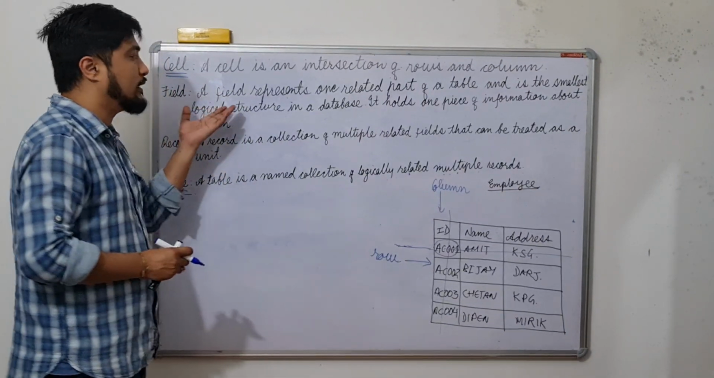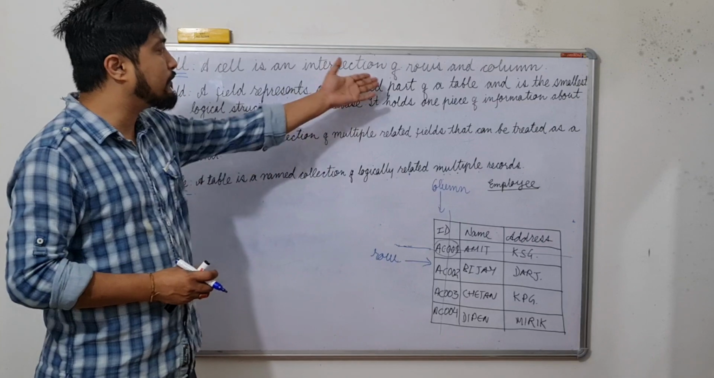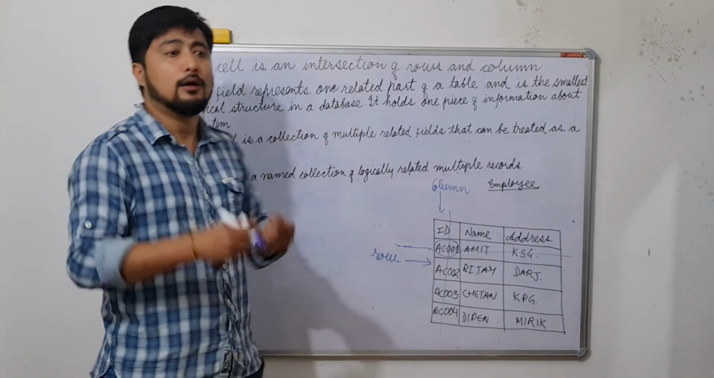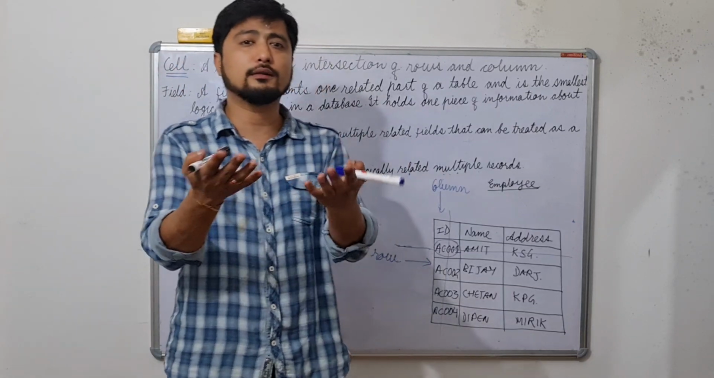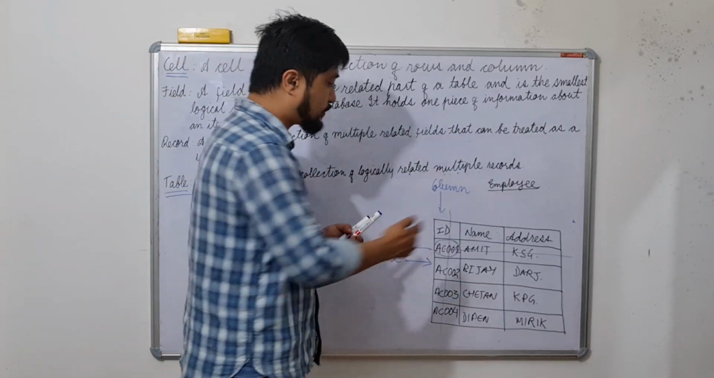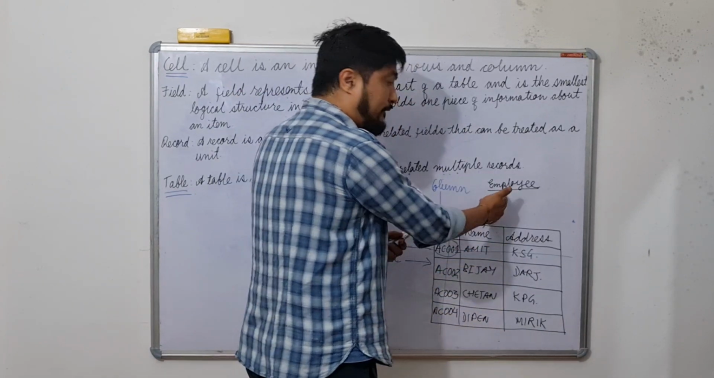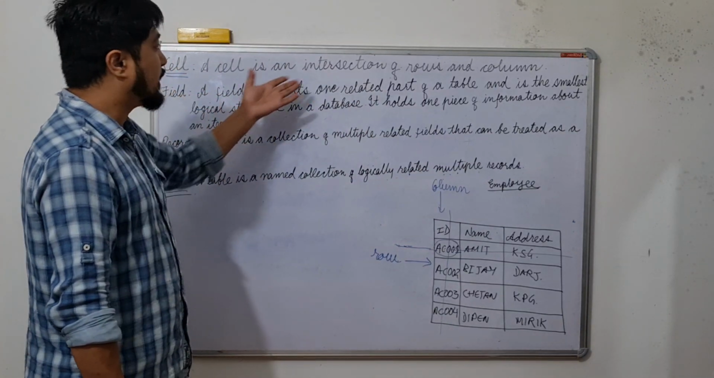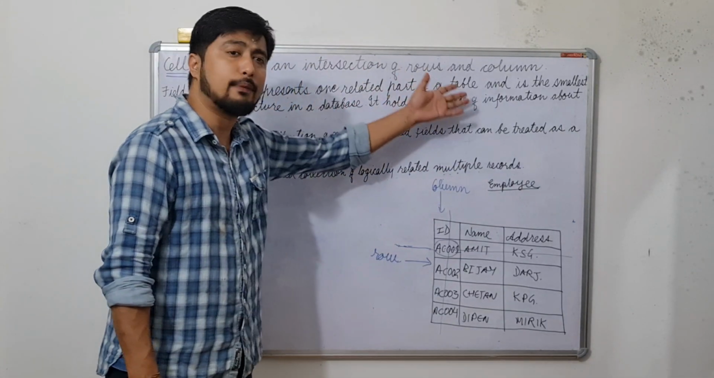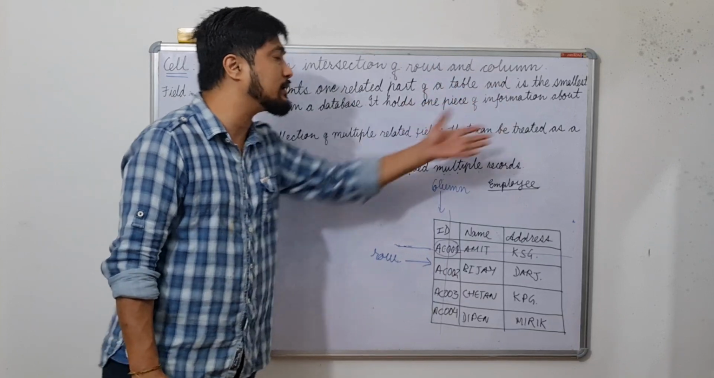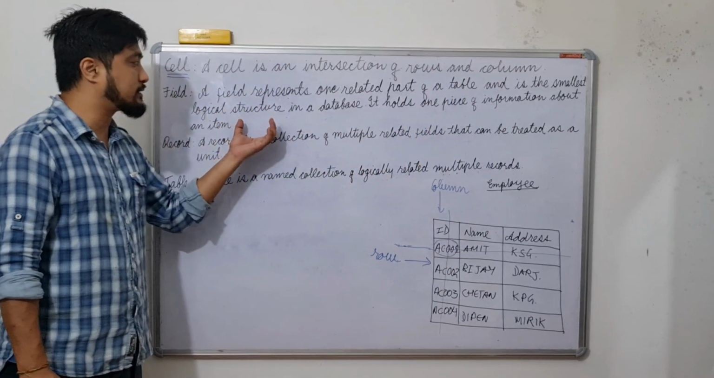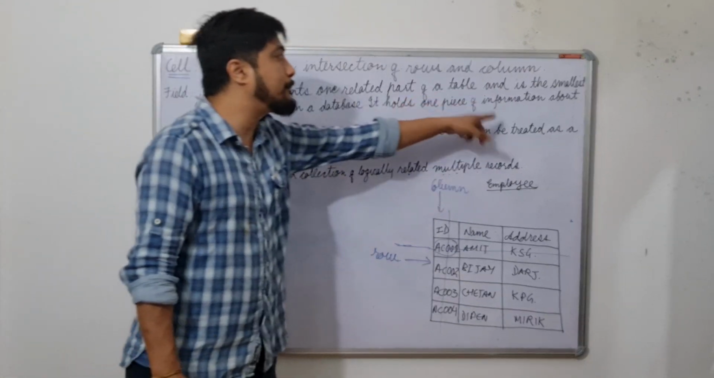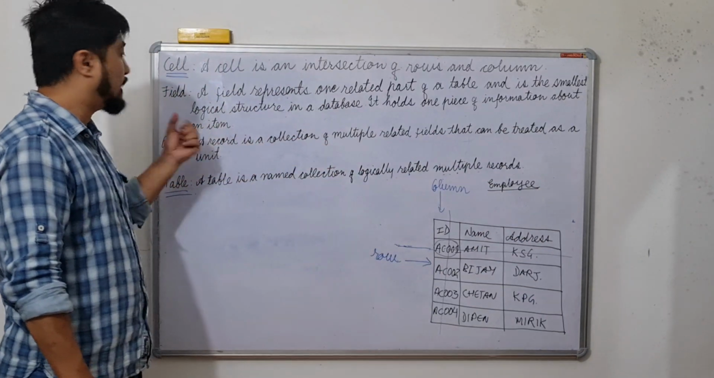So now what is this field? Field represents one related part of a table. So this is known as a table, or let us call it a file where the values are stored. The name of this file, I have given as employee. So a field represents one related part of a table and is the smallest logical structure in a database, and it holds one piece of information about an item.